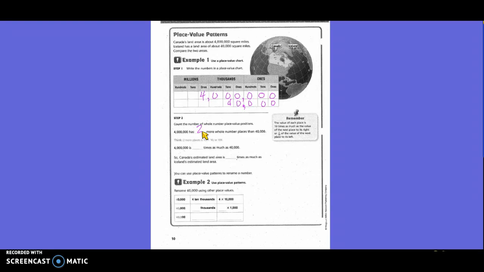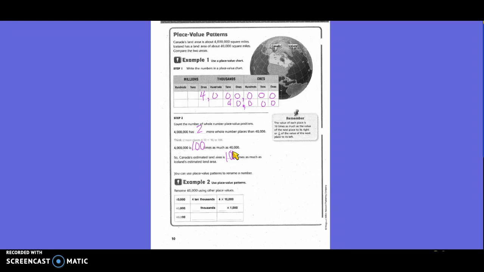It's 2 times. Well, not 2 times. You would have technically 2 more zeros, right? So what if we said 2 zeros means how many more times? 100, right? Because you have a 1 with 2 zeros behind it. So 4 million is 100 times as much as 40,000. So Canada's estimated land area is 100 times as much as Iceland's estimated land area. Because basically the zeros cancel each other out and then you would have 2 extra zeros, right?